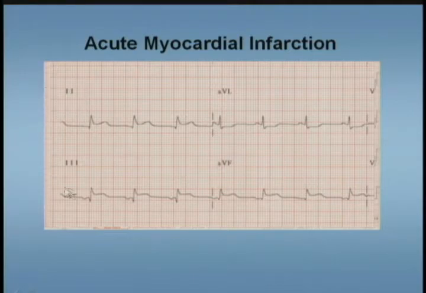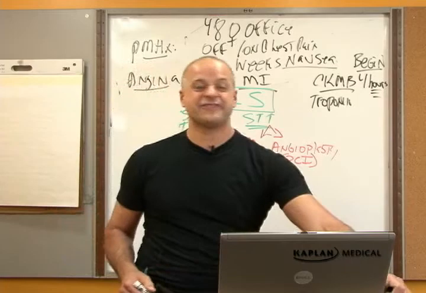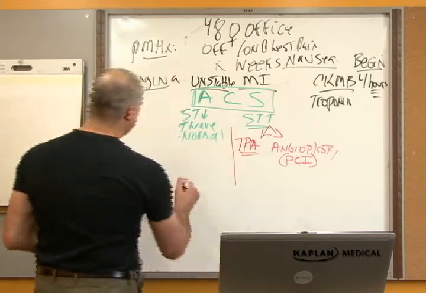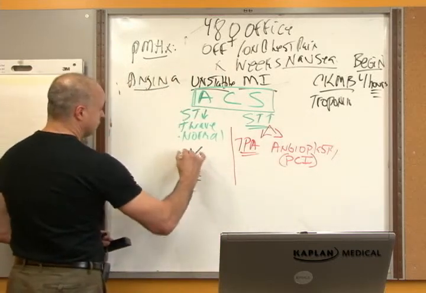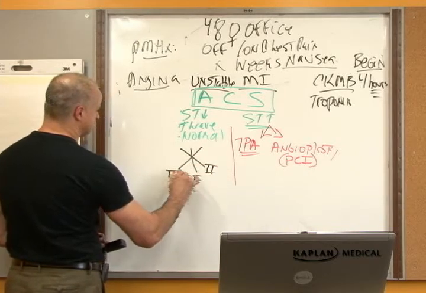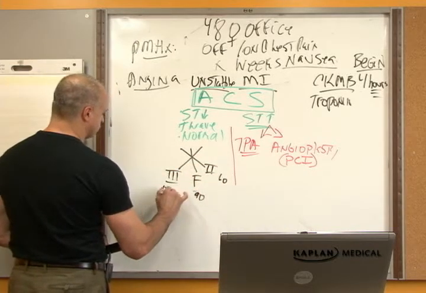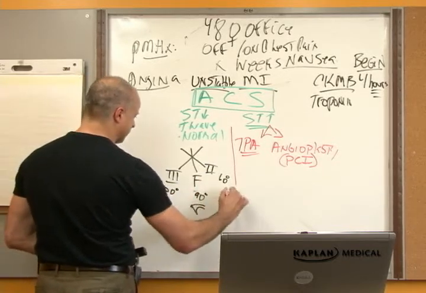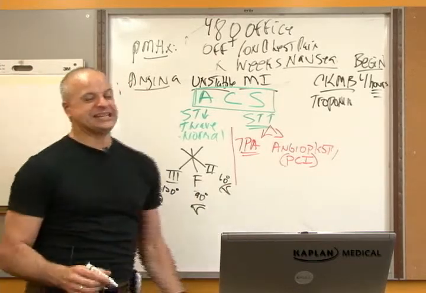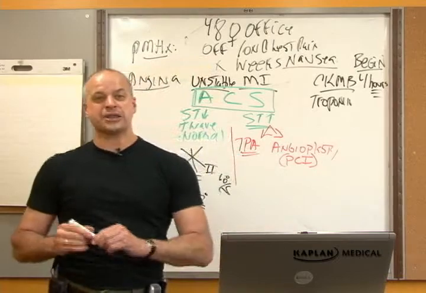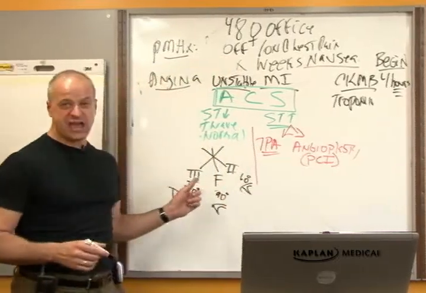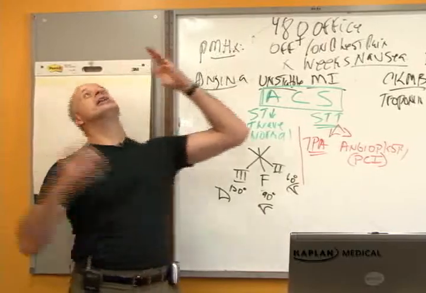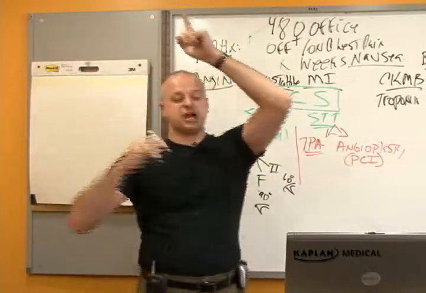It's in leads 2, 3, and AVF. Let's look at that for a second. If we look at our hexaxial grid, we see that AVF is down here. Lead 2 is over here, and lead 3 is over here. 60 degrees, 90 degrees, 120 degrees. That means the EKG leads are like cameras viewing the heart. These leads are looking at the bottom of the heart. 2, 3, AVF, the inferior leads, looking up at the bottom of the heart.